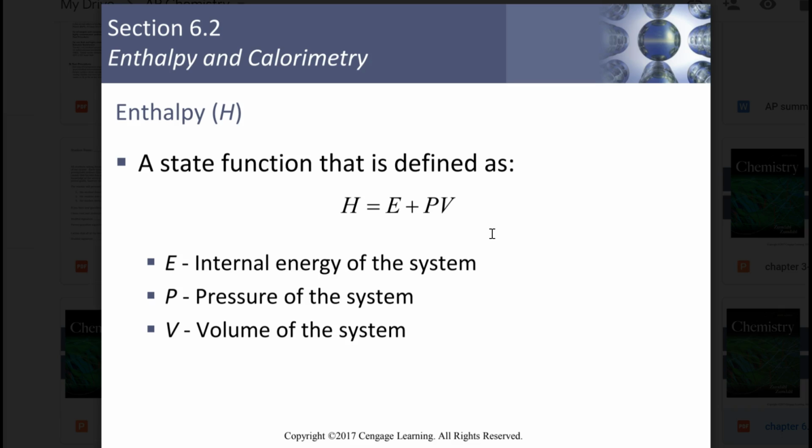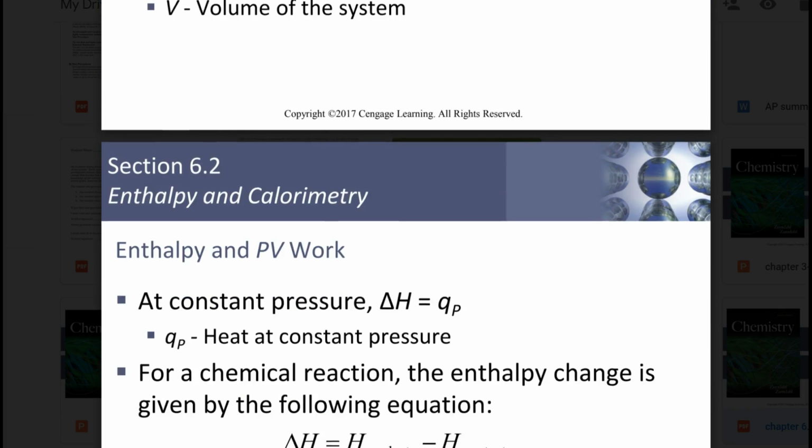So we're going to talk about enthalpy in terms of energy, pressure, and volume. Okay, so H is equal to E plus PV. E being the internal energy of the system, so you're talking about the system here, right? P is the pressure of the system, V is the volume of the system. Now, we're not going to use this as it is, but you'll see how this is going to relate to the Q that we were talking about earlier. What's Q? Heat.